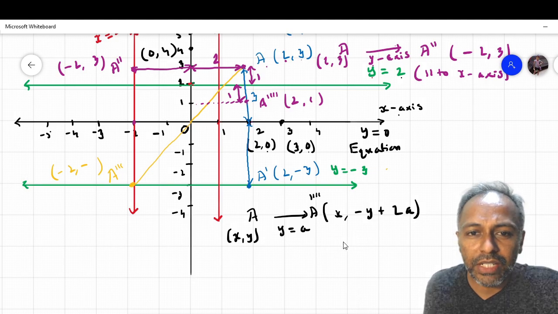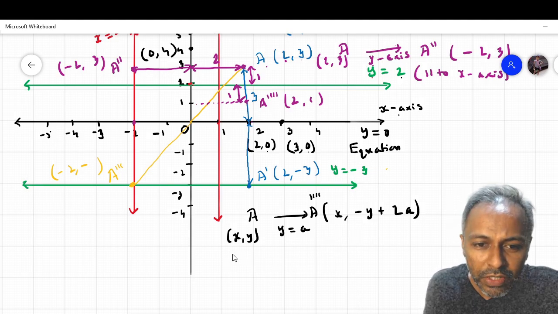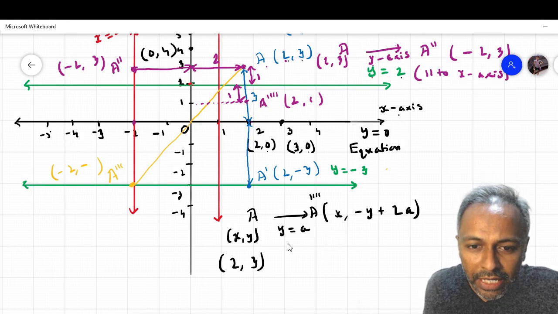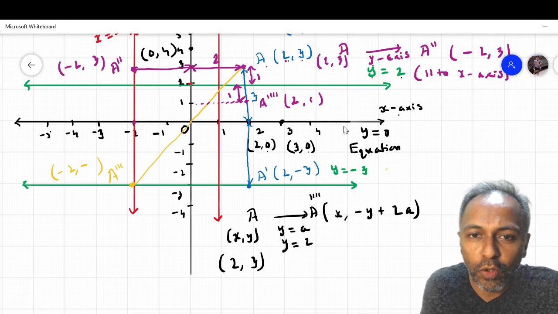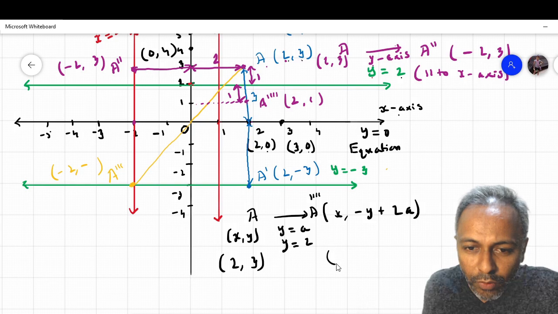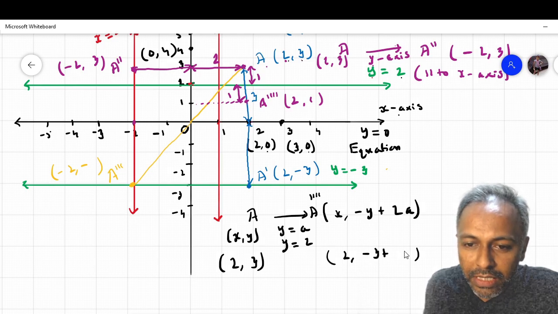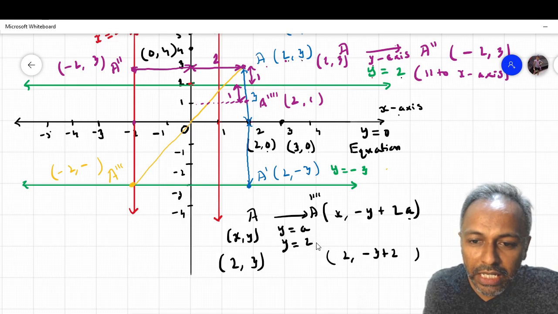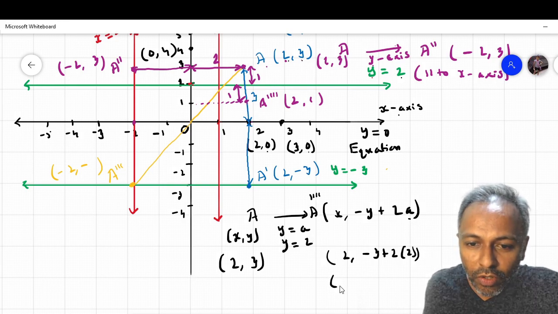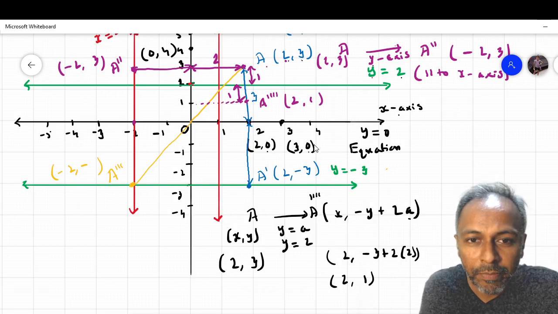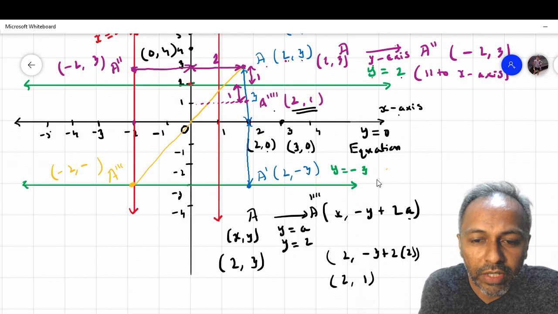Let's check whether this formula is really true or not. So if your point (x, y) was (2, 3), as we have in this question, and you have the line y = 2 about which you want to find the reflection, then x will remain the same, so we write 2 as 2. Then we have minus y, but y was 3, so it will become minus 3 plus 2 times a, but a is 2. On evaluation this becomes minus 3 plus 4, which is 1. So that's (2, 1). That is the same answer we were getting for A dash here, (2, 1).